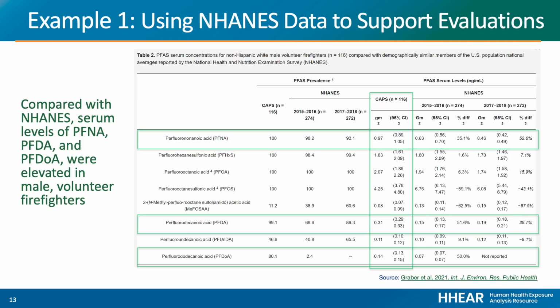This study found that while serum levels fluctuated by PFAS compound, serum levels of PFDoA, PFNA, and PFDA in the study were elevated in male volunteer firefighters compared to NHANES data on demographically similar members of the U.S. population.